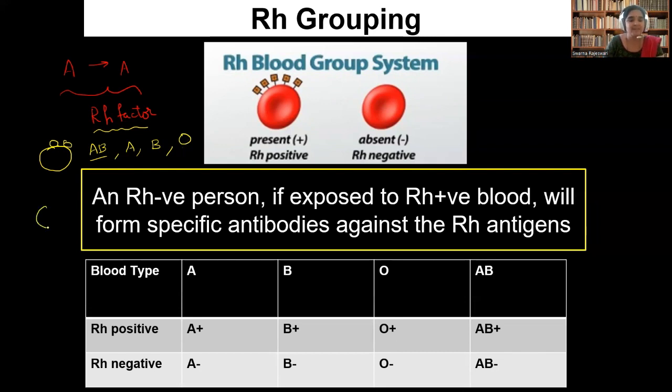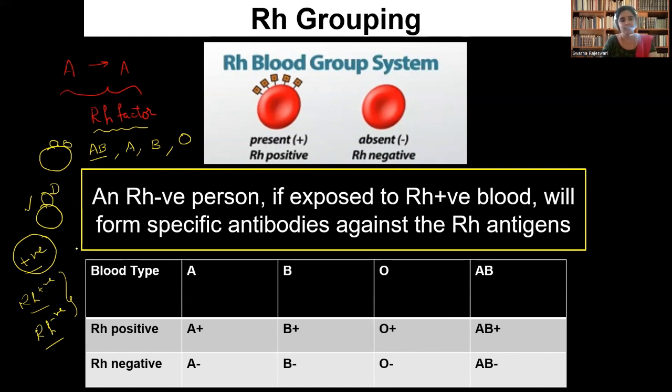Along with this, he identified that on the surface of the RBC, if there is D antigen, then he is positive, what we call an RH positive person. When his blood cell contains D antigen on the surface, he is RH positive. When he doesn't contain D antigen, he is RH negative. So RH positive and negative are because of the D antigen, along with the respective antigen.